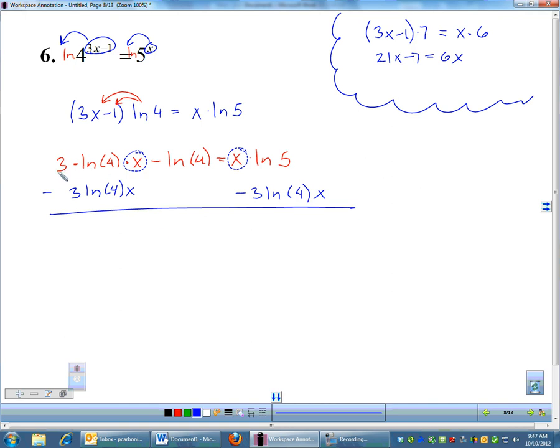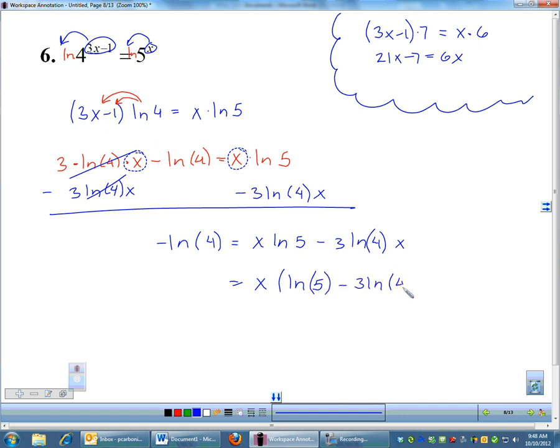If I subtract it, 3 ln 4 x minus 3 ln 4 x cancels. On the left side, I'm left with negative ln 4 is equal to, on this side, nothing combines. It's x ln 5 minus 3 ln 4 times x. And then on the right side, what we'll do is we'll factor the x out. So we'll pull the x out. That leaves me ln 5 minus 3 ln 4. Left side I didn't change.